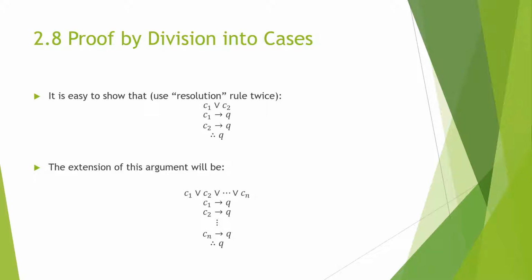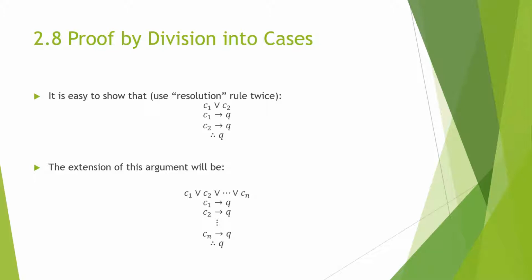First of all, it is easy to show that this argument is valid. You can either prove it by constructing a truth table, or you can use the resolution rule of inference that we saw in the beginning of this chapter twice and show that this argument is true.